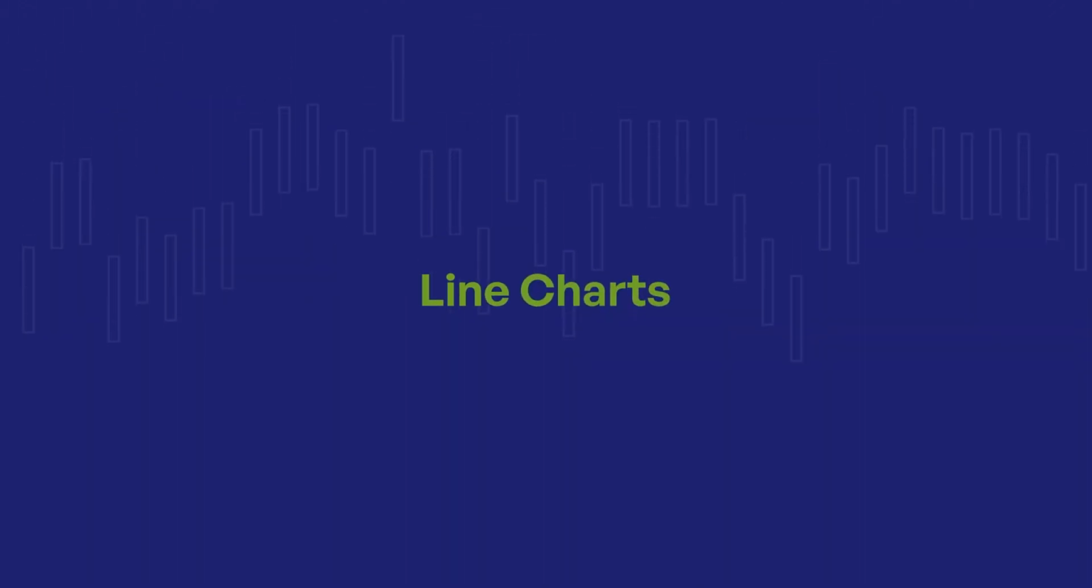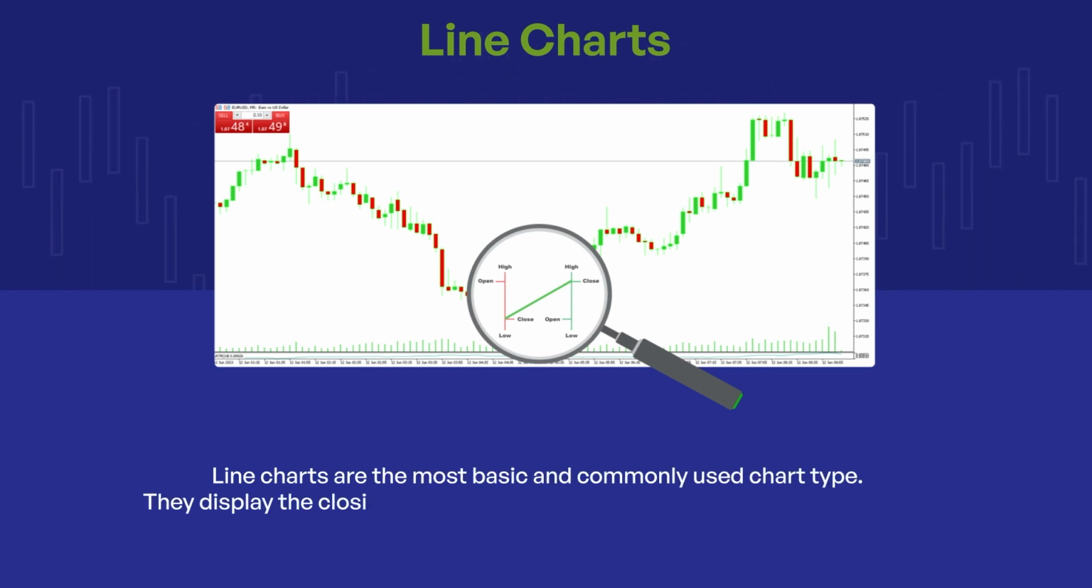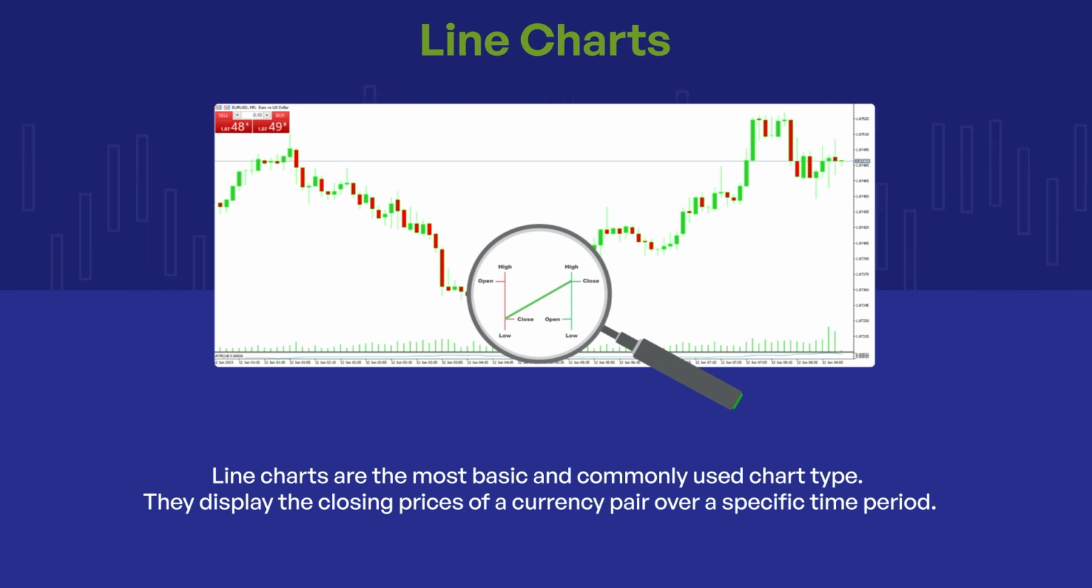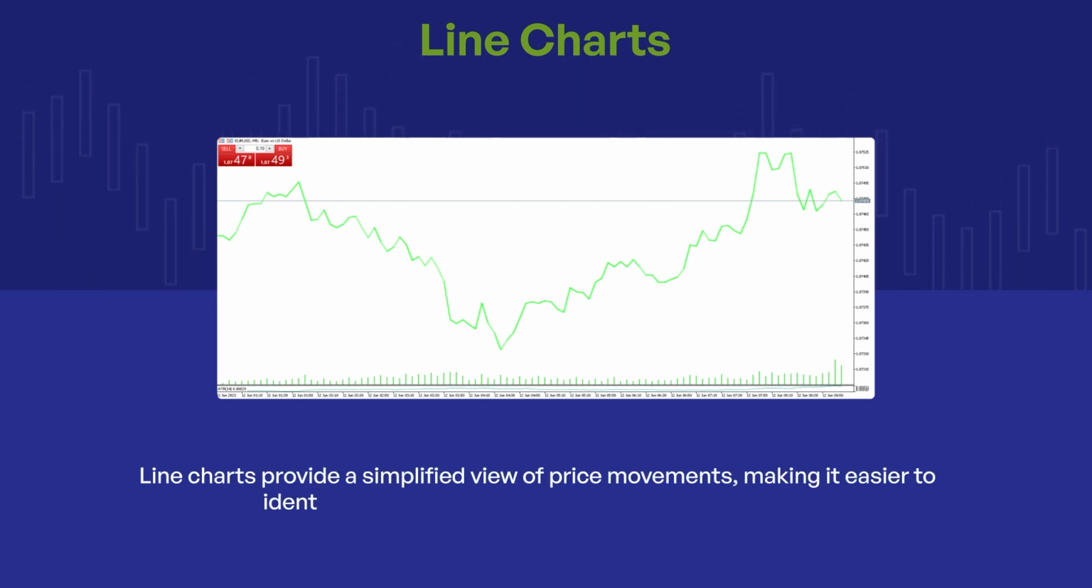Line charts. Line charts are the most basic and commonly used chart type. They display the closing prices of a currency pair over a specific time period. Line charts provide a simplified view of price movements, making it easier to identify overall trends and support or resistance levels.